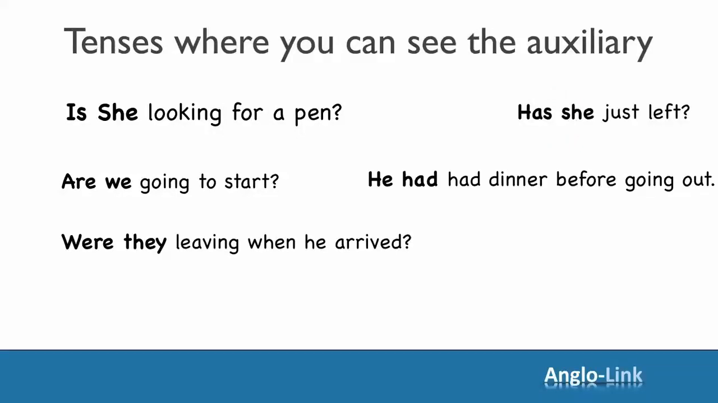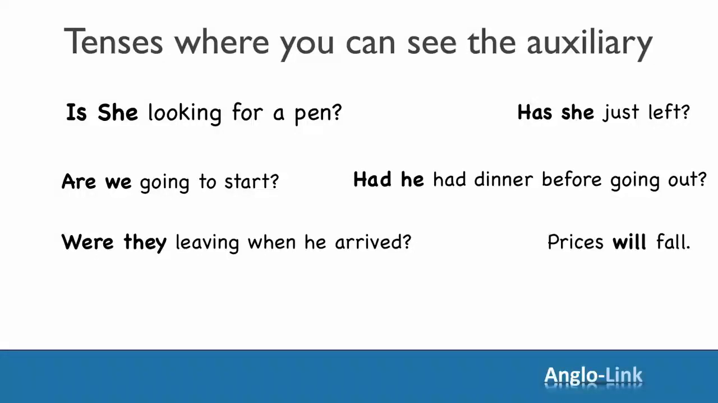The past perfect. He had had dinner before going out. Just move had before he. Had he had dinner before going out? And finally, with the future tense, will. Simple enough, move will to the beginning of the sentence before the subject. Will prices fall?